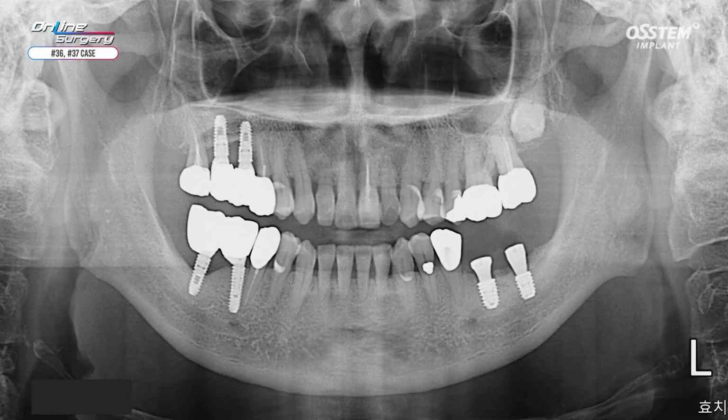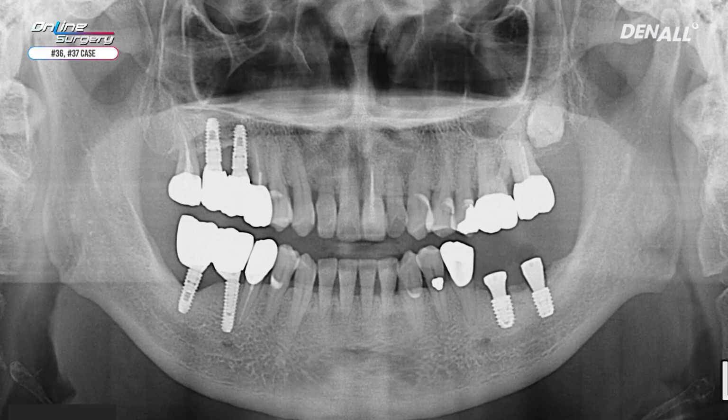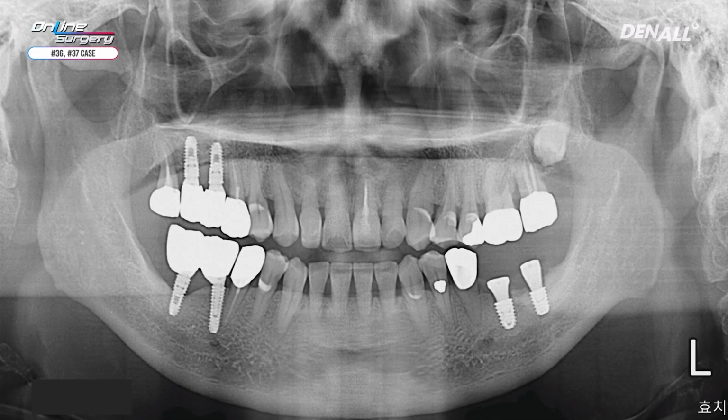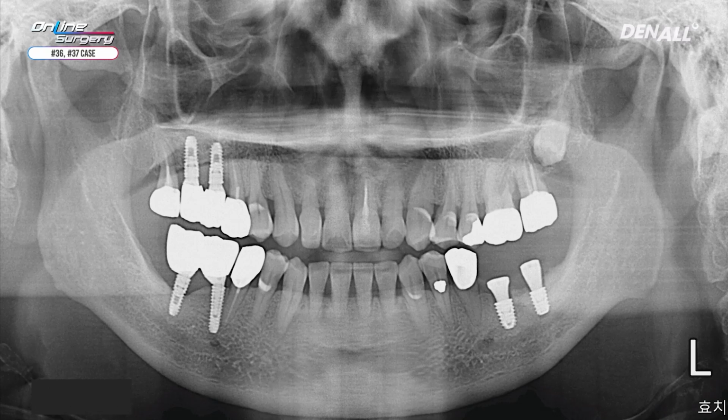This is the post-op panorama radiograph. If you look at here, number 37 implant was very close to the inferior alveolar nerve. It is touching the nerve. The patient complained of slight pain, so I took the image and it was too close, and the implant was rotated upward 360 degrees, so it was moved upward 1.5 to 1.8 millimeters.